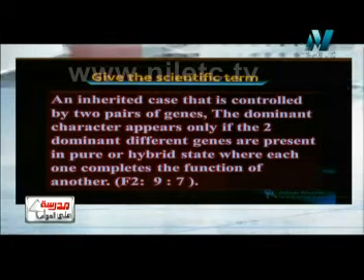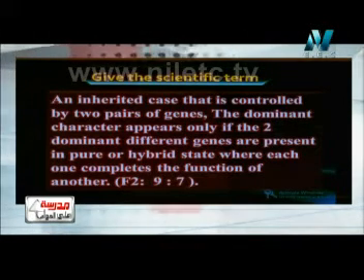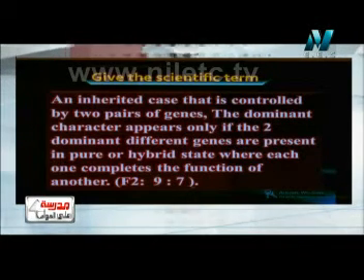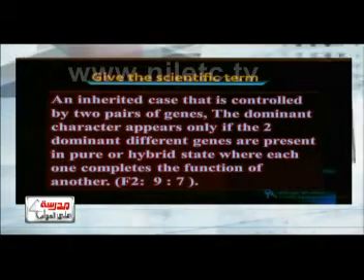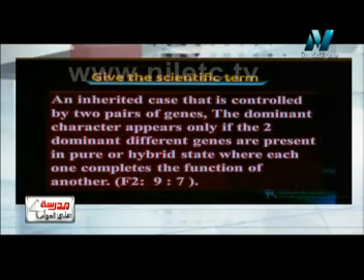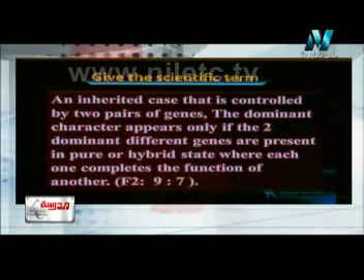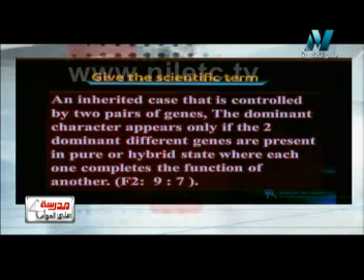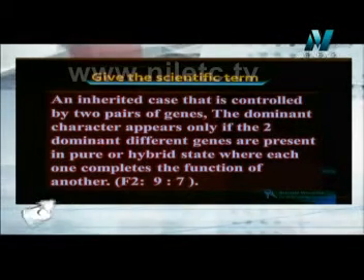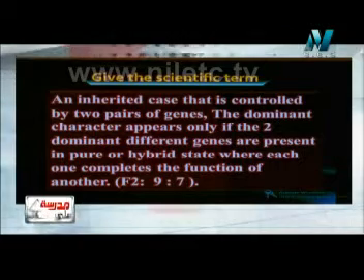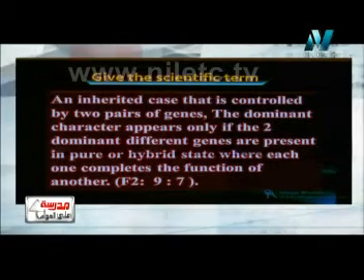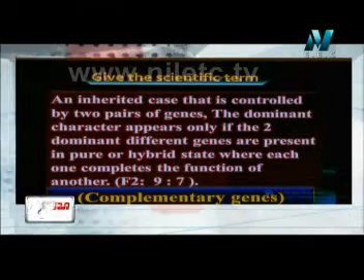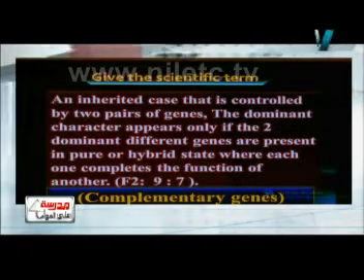The next: an inherited case that's controlled by 2 pairs of genes. The dominant character appears only if the 2 different dominant genes are present in pure or hybrid state, where each one completes the function of the other one, and the F2 will be 9 dominant to 7 recessive. That's the complementary genes. The dominant character appears only at the presence of 2 different dominant genes.